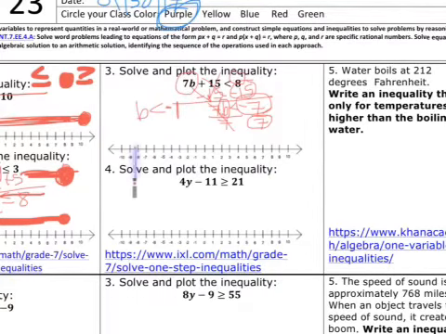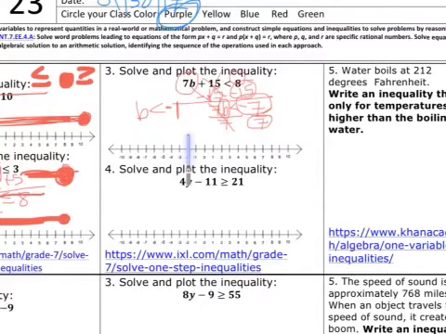So just look at your chart. What numbers are less than negative 1? Here's negative 1 right here. Is 0 less than negative 1? Nope. Is negative 2 less than negative 1? Yes. Is negative 3 less than negative 1? Yes. Is negative 9 less than negative 1? Yes. So you know that these are all possible solutions to our variable b.